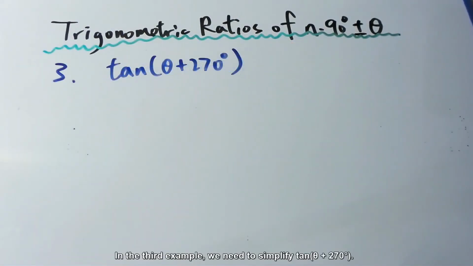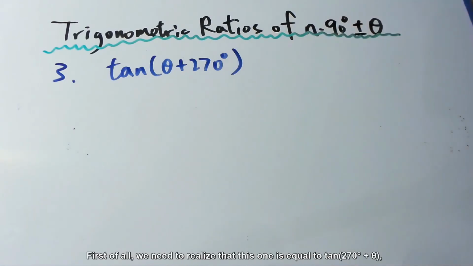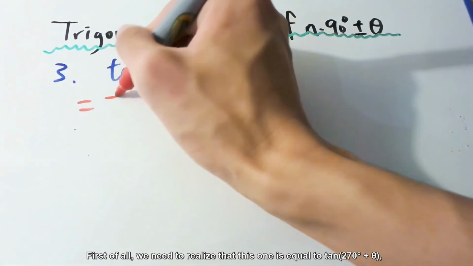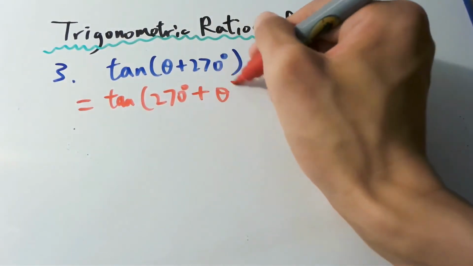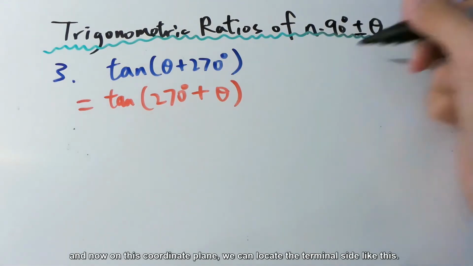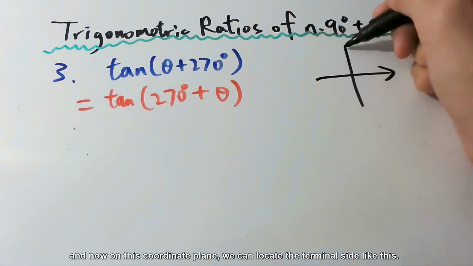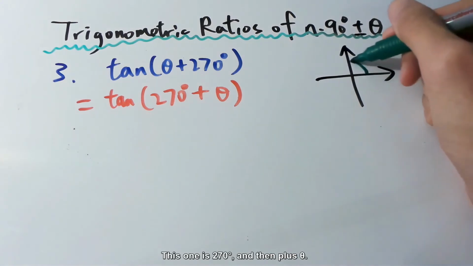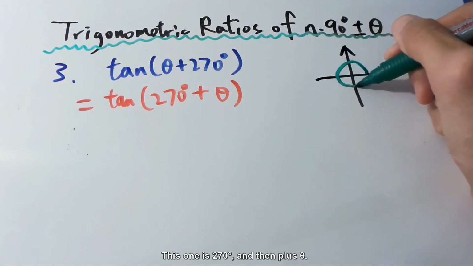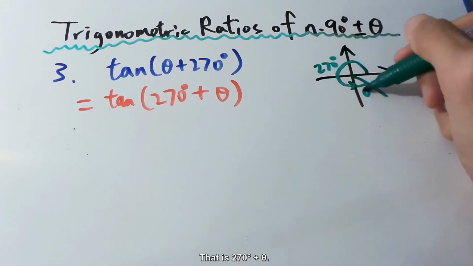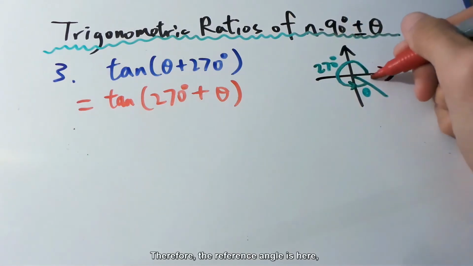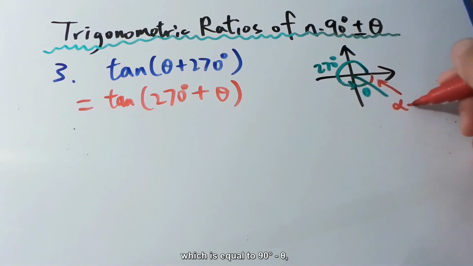In the third example, we need to simplify tangent theta plus 270 degrees. First of all, we need to realize that this one is equal to tangent 270 degrees plus theta. And now on this coordinate plane, we can locate the terminal side like this. This one is 270 degrees and then plus theta. That is 270 degrees plus theta. Therefore, the reference angle is here, which is equal to 90 degrees minus theta.